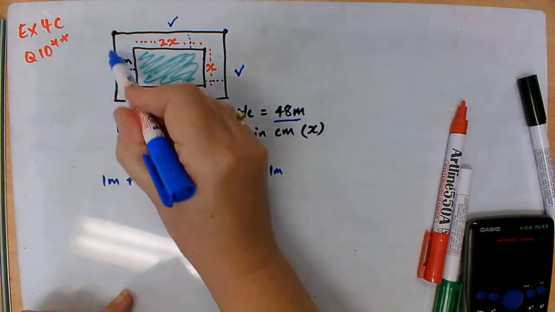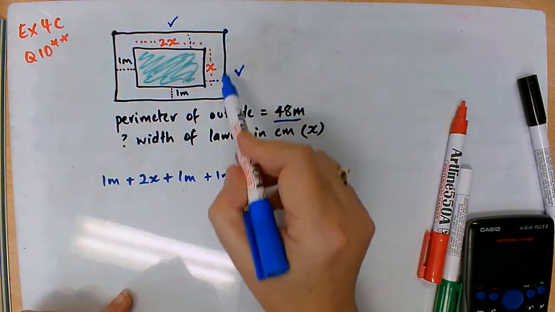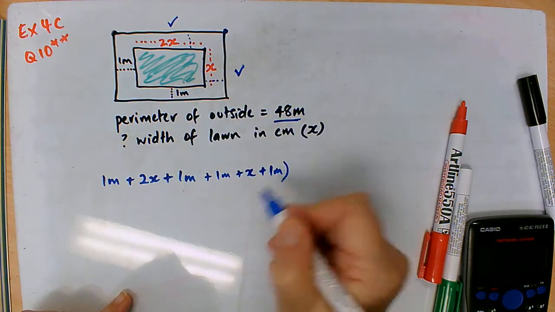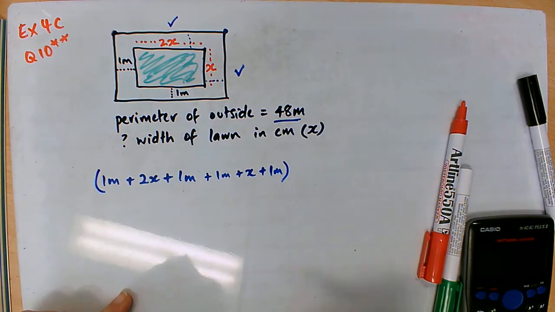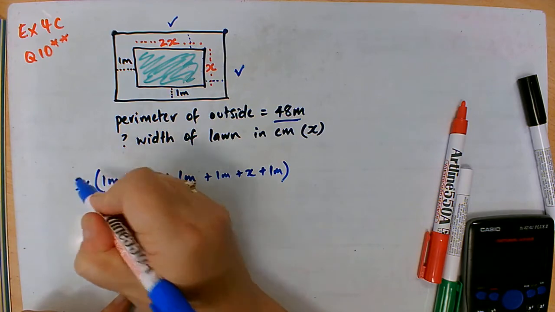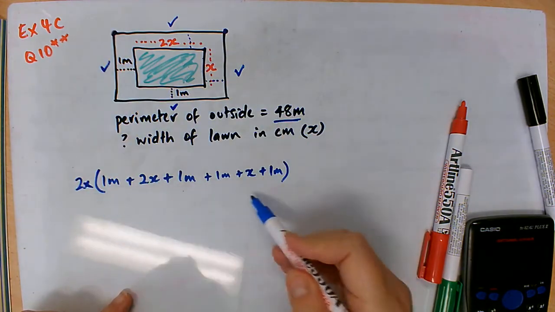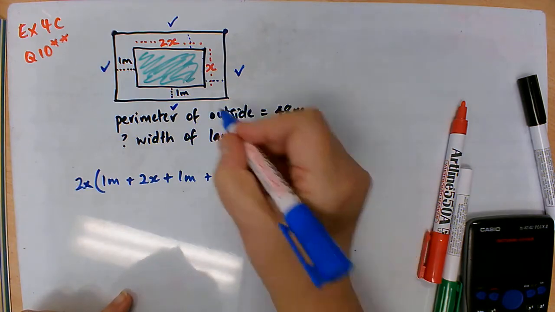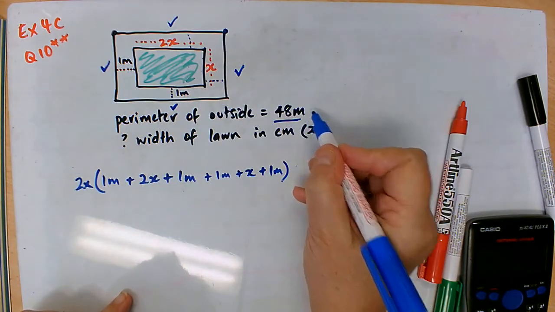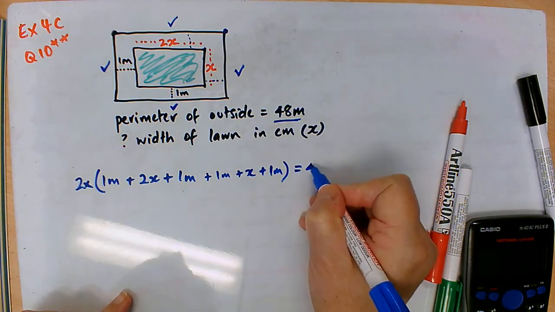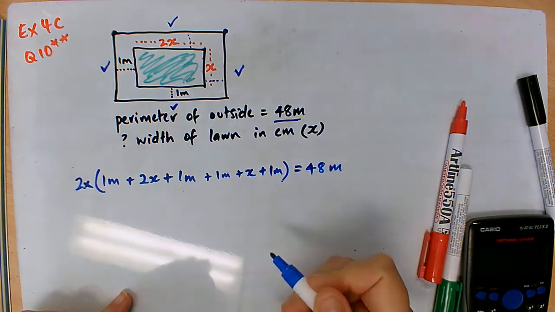Okay, now these two are exactly the same as these two. So I could actually put all that in a bracket, and I could go 2 times, and then I've included that one and that one. So let's now collect what's in there, and we know that all the distance around is 48 metres. So that equals 48 metres.